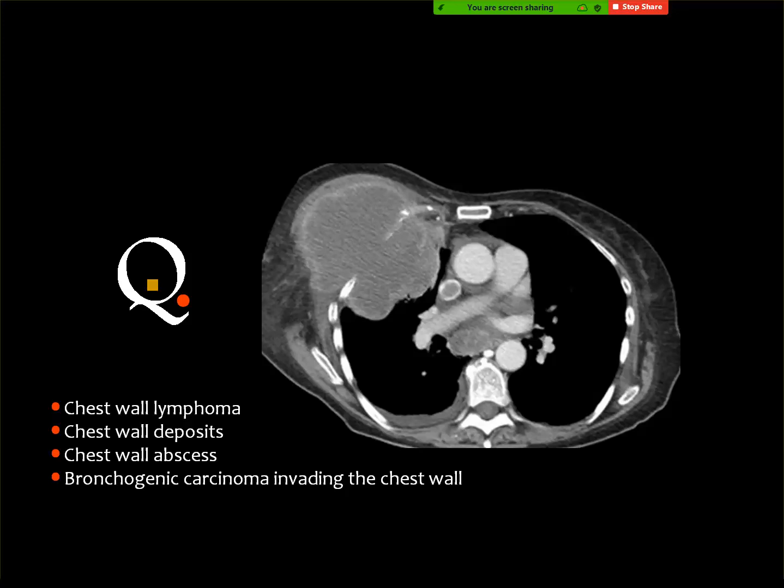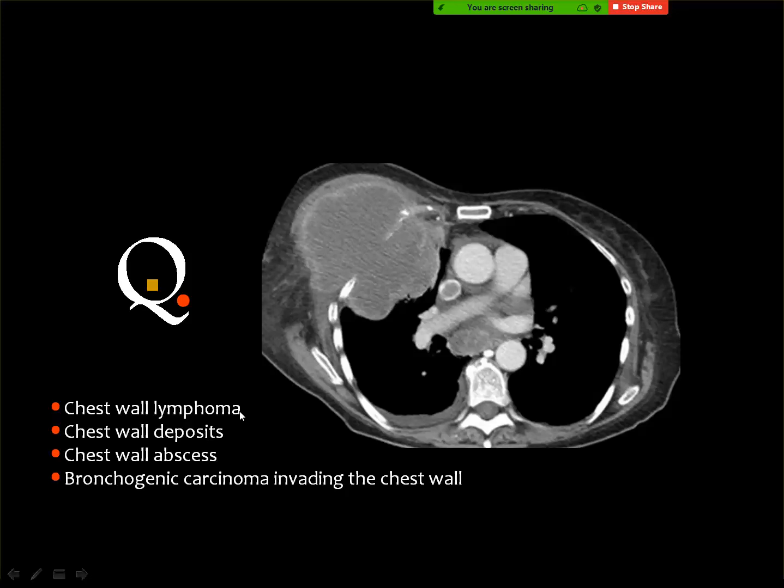Pancoast tumor is in the apex of the lung and is usually located posteriorly, but this is an anteriorly located lesion which is destroying the chest wall and has a component outside the chest and another component inside the chest. This is a chest wall lesion.